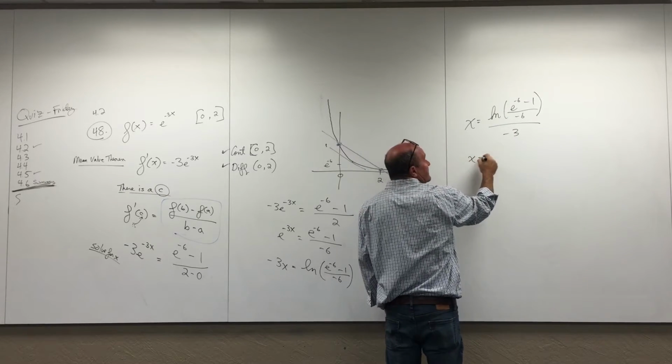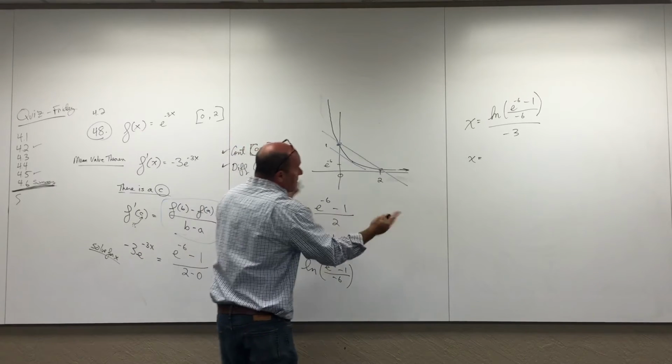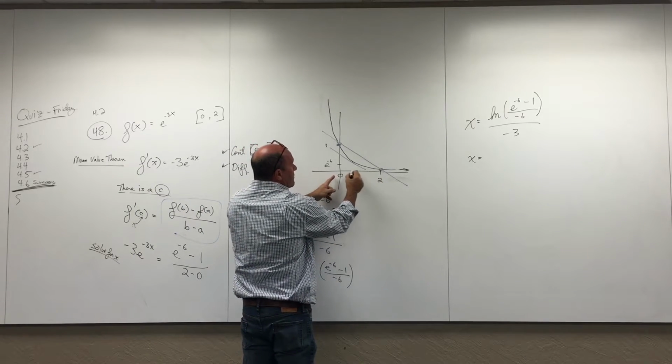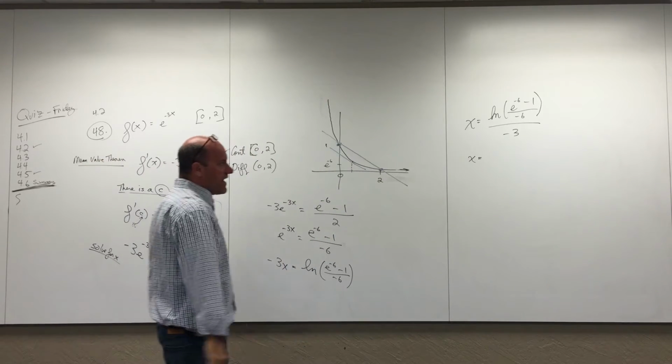But this is some little c value is what this is. This is going to be the answer c, where it's going to be somewhere between 0 and 2. There's a place here where we have this slope. That's the point of the mean value theorem.